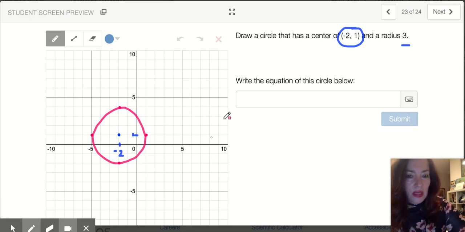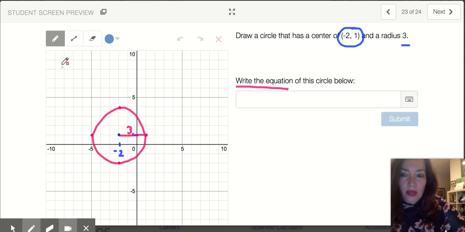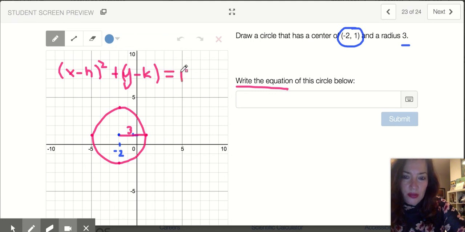Okay. Then it asks you to write the equation of this circle. So I want to first remind you what that general equation is. So this distance is 3. If you remember, the general equation is (x minus h) squared plus (y minus k), all of that squared, and then that equals the radius squared. So this is the general equation.